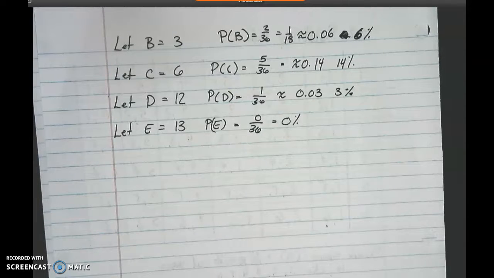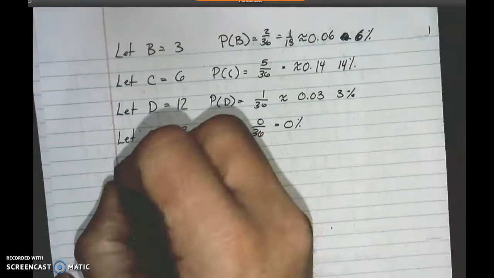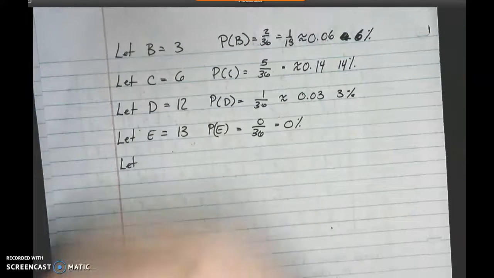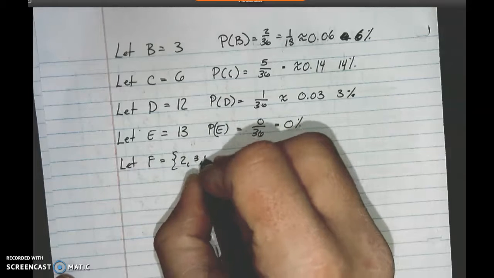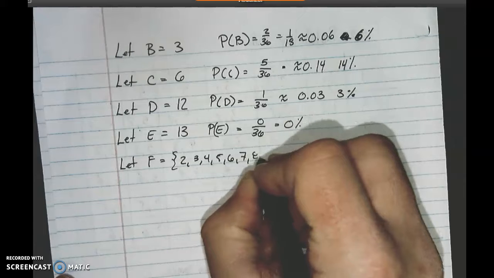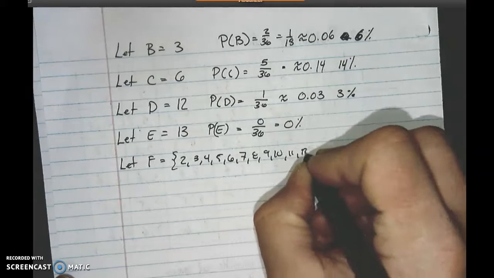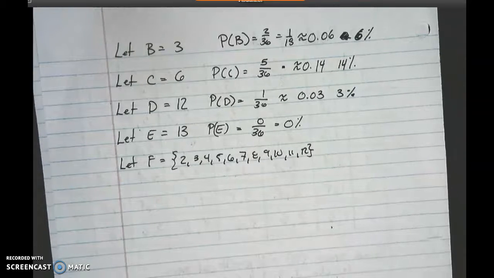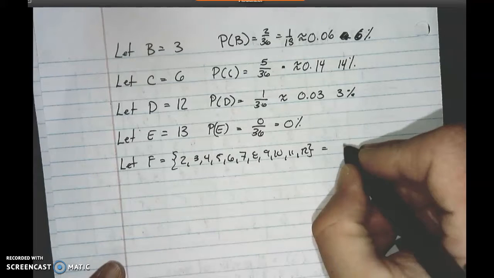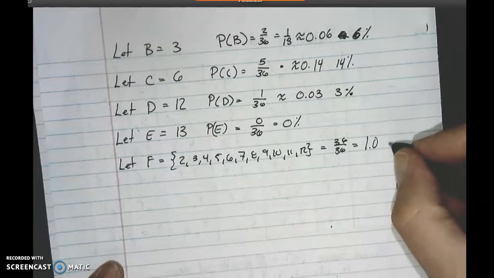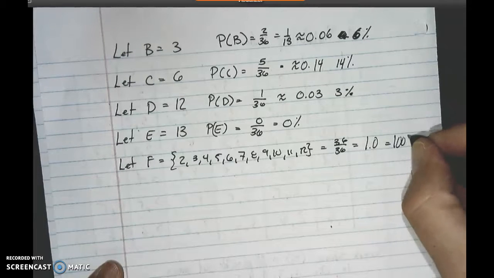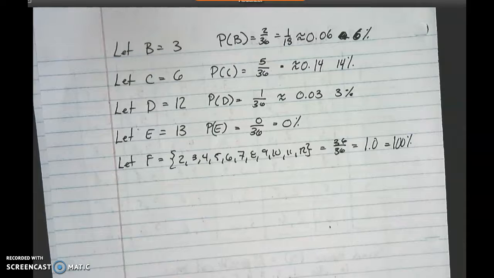Now, we can also limit or increase our event. So I can say let F equal the set of 2, 3, 4, 5, 6, 7, 8, 9, 10, 11, and 12. All I'm saying is I want any of those numbers. Does that cover all of my table? It does. So that would be 36 out of 36, which would be 1.0, and that would give us 100%. So that's how we get 100%.